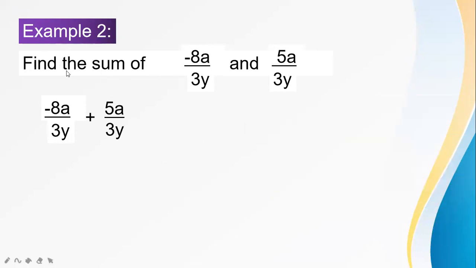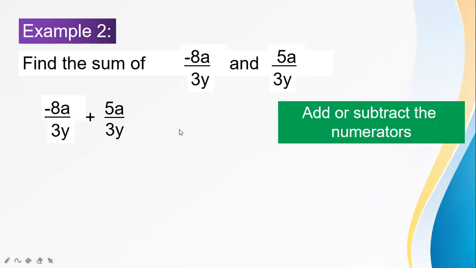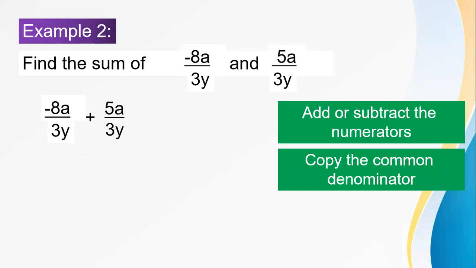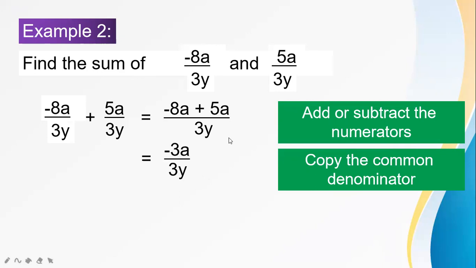Next, number 2, find the sum of negative 8a over 3y and 5a over 3y. So we have negative 8a over 3y plus 5a over 3y. So add or subtract the numerators, then copy the common denominator. So we add negative 8a plus 5a over 3y. Then you add, so negative 8a plus 5a, and the answer is negative 3a.